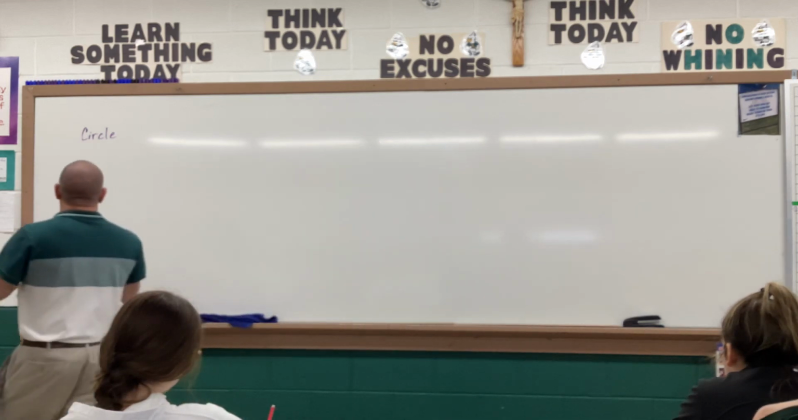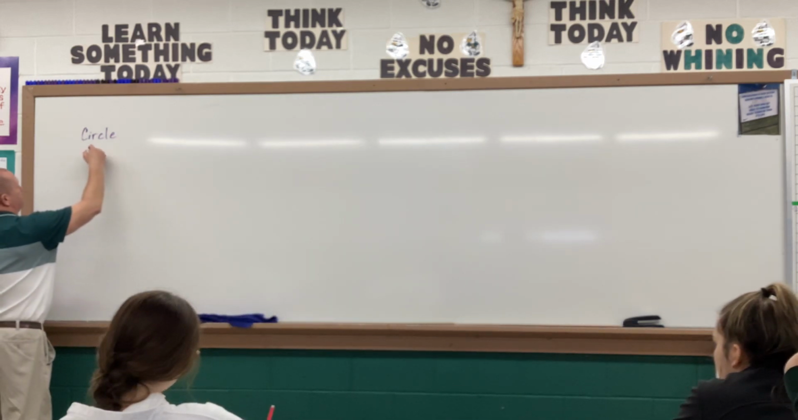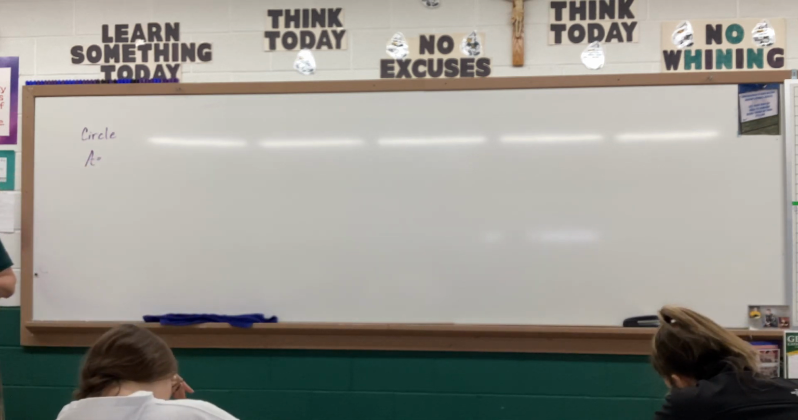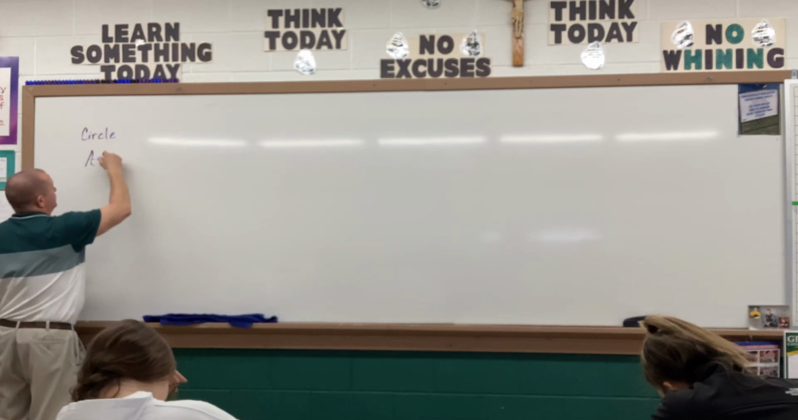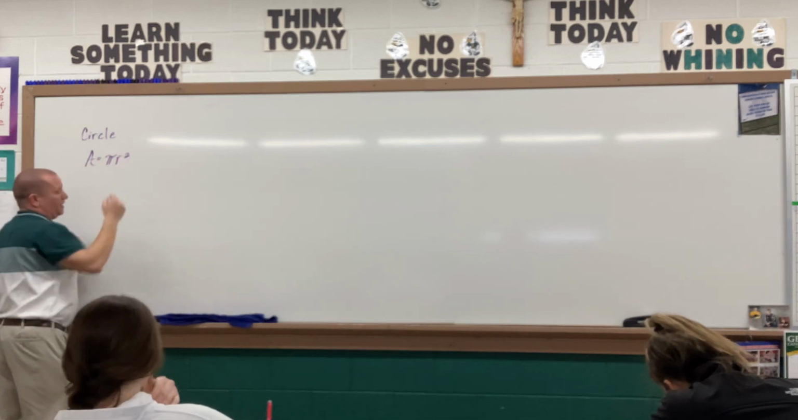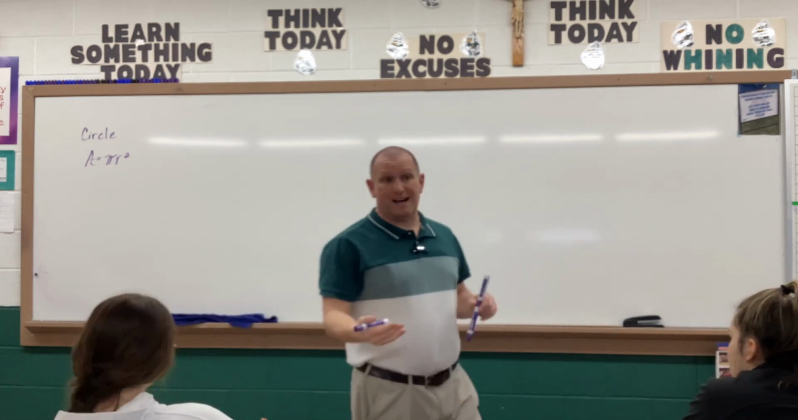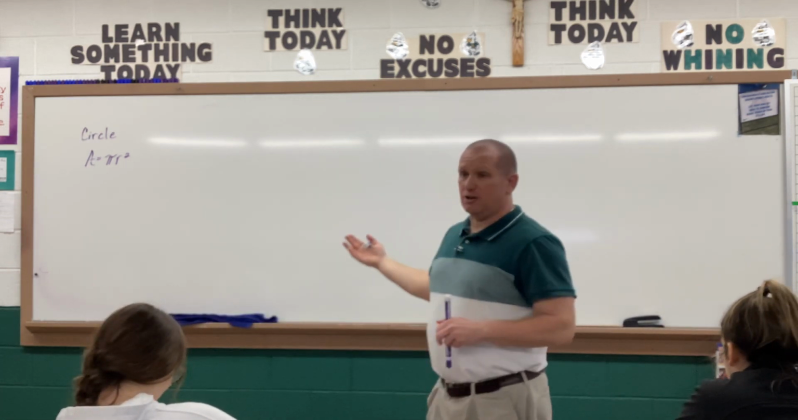So again, make sure that your letters are correct, meaning that this is a capital A. What's the area of a circle? Pi r squared, right? So our circumference was again what? 2 pi r or pi d. This is simply pi r squared.